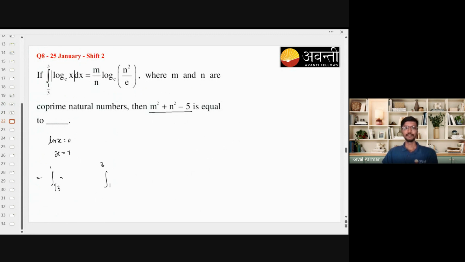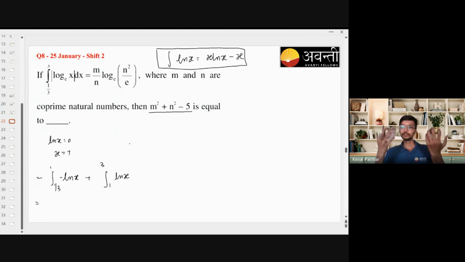From 1 by 3 to 1, it will be minus ln x, plus from 1 to 3, it will be ln x. Now, I hope you know the direct result of the integration of ln x. Please remember, it is better to know the direct result of the integration of ln x, which is x ln x minus x. Correct? So please remember, because it helps us to solve the questions fast. So here it is better if we know the direct integration.